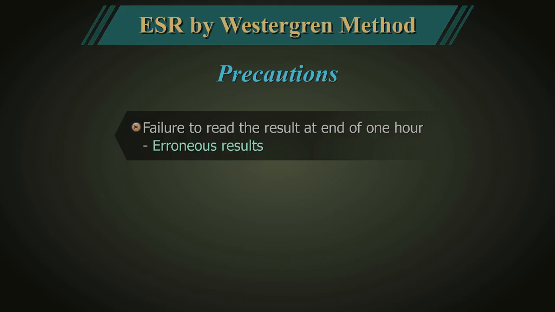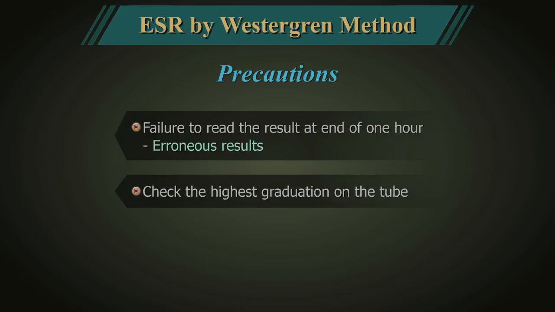Failure to read the test at exactly 1 hour will lead to erroneous results. Always check the highest graduation on the tube. This will give you the linearity of the test. If inter-lab comparisons are used as a method for proficiency testing, confirm that the other lab also performs tests with tubes of the same graduations.